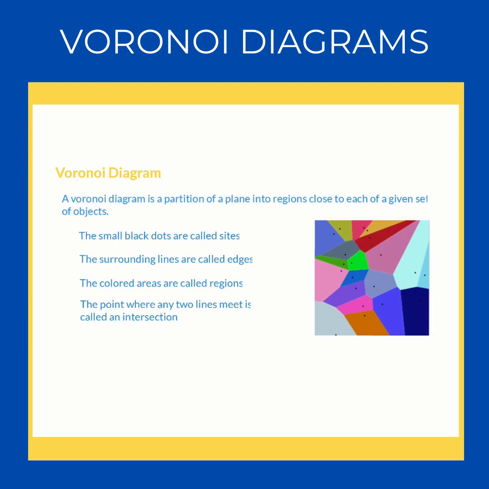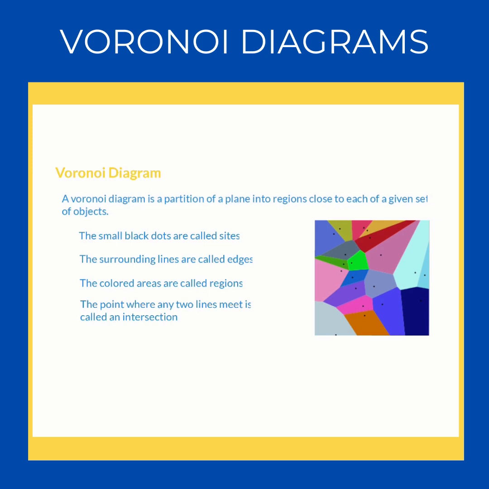The small black dots that you see, this dot, this dot, this dot, are called sites. And the surrounding lines are called edges. So, this line, this line, this line, all these surrounding lines are called edges. Now, the colored areas, this dark blue, this light green, all these colored areas are called regions.